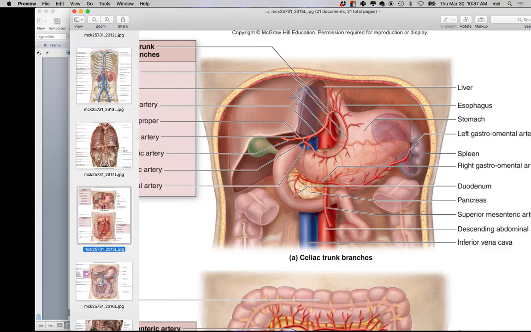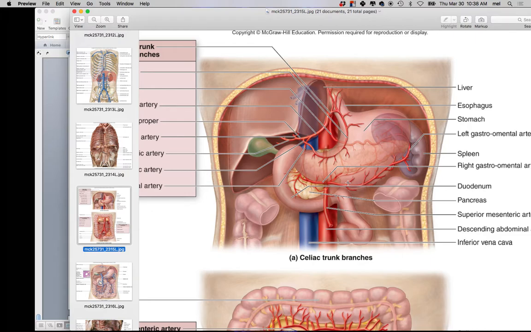Okay, so now conceptually, tell me what organs the celiac trunk supplies. Stomach, liver, spleen, part of the small intestine. Good? Okay? Got it? Okay, so like I told you guys last time, identifying things at branch points is a good way to get them wrong.